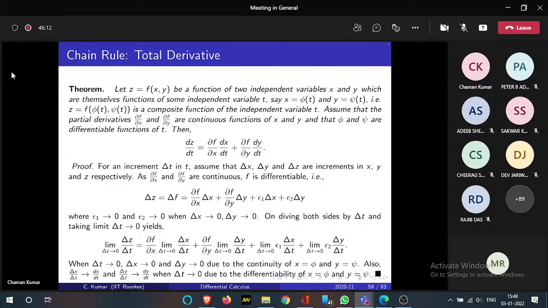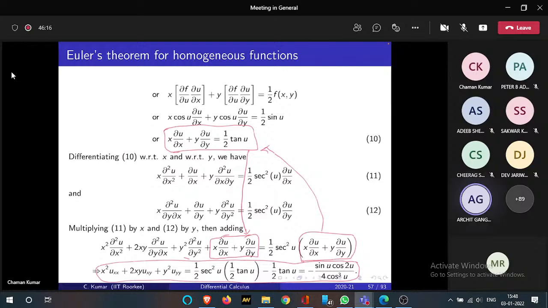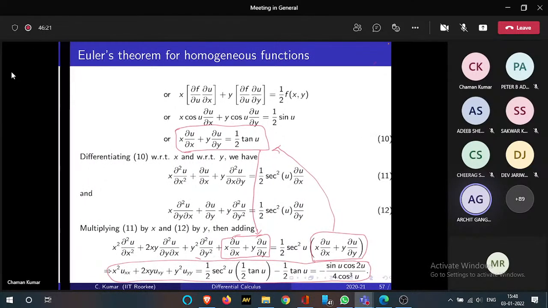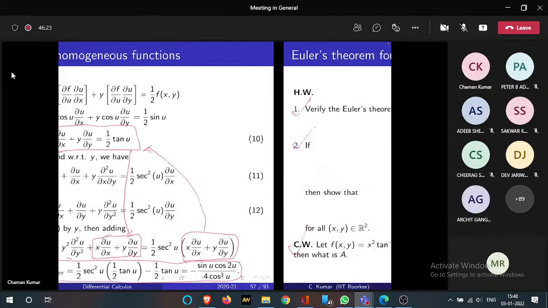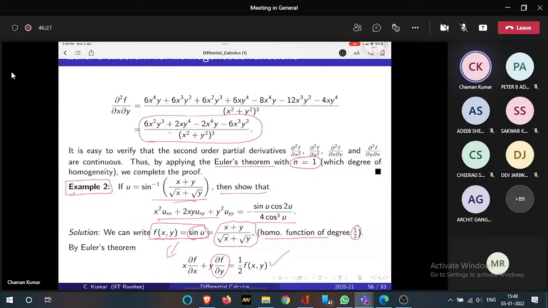Sir, in the previous example, how do we know that the double derivative of u is a continuous partial derivative? You can see that the numerator is a polynomial.